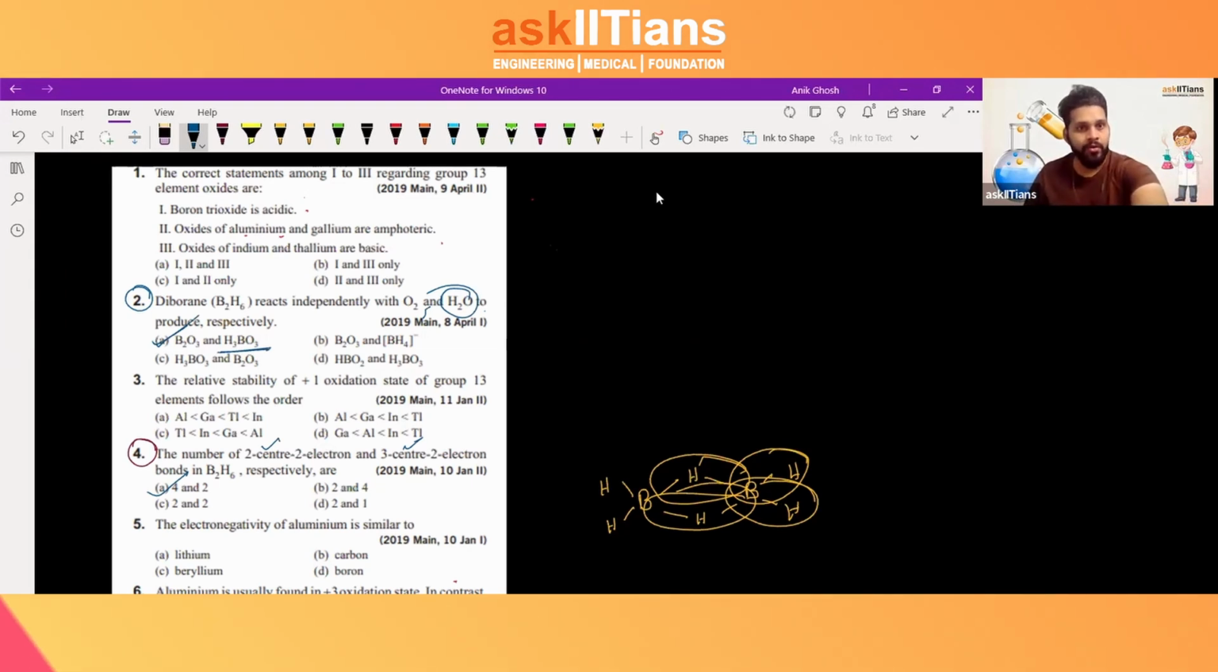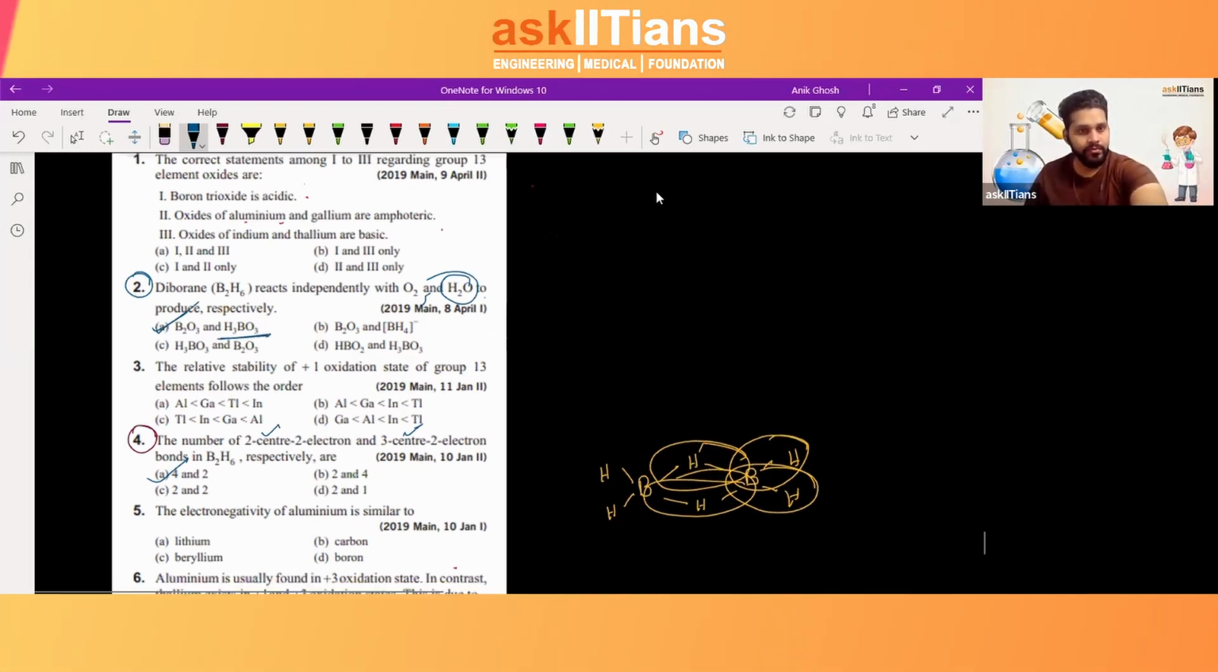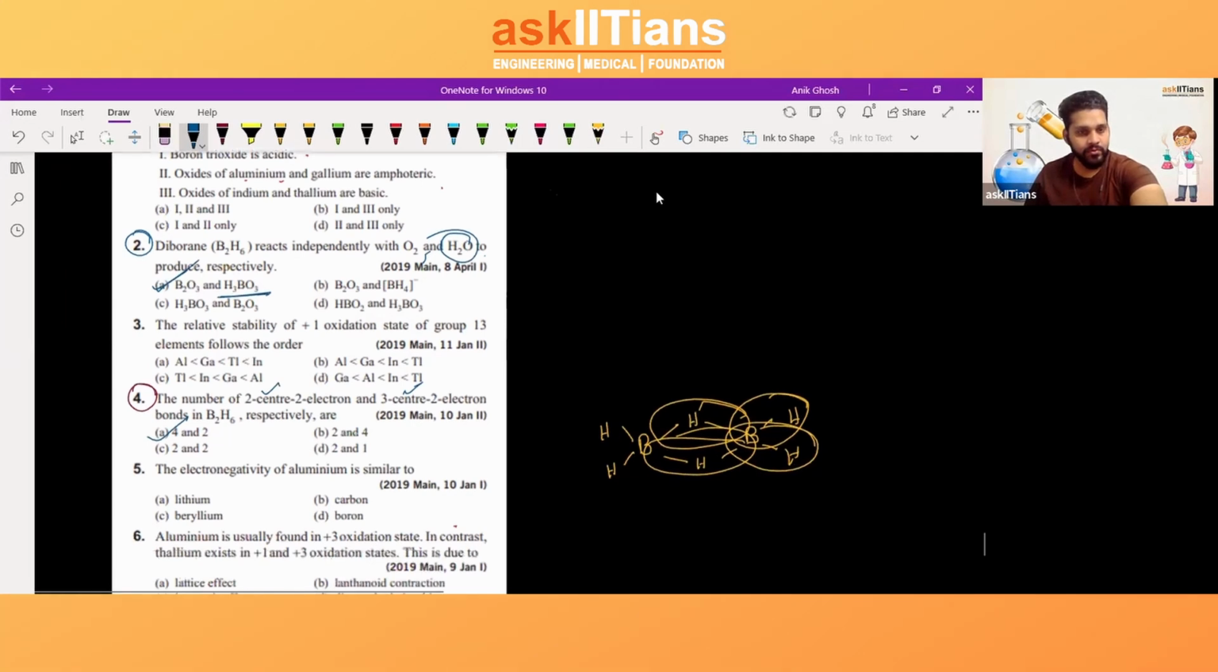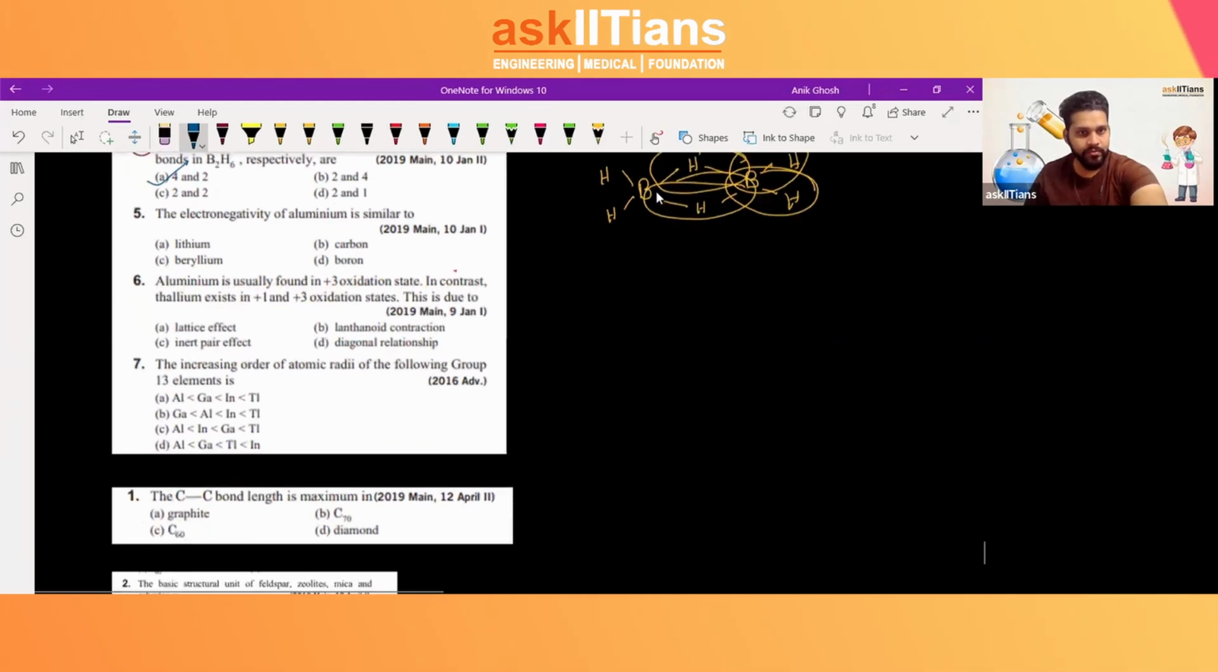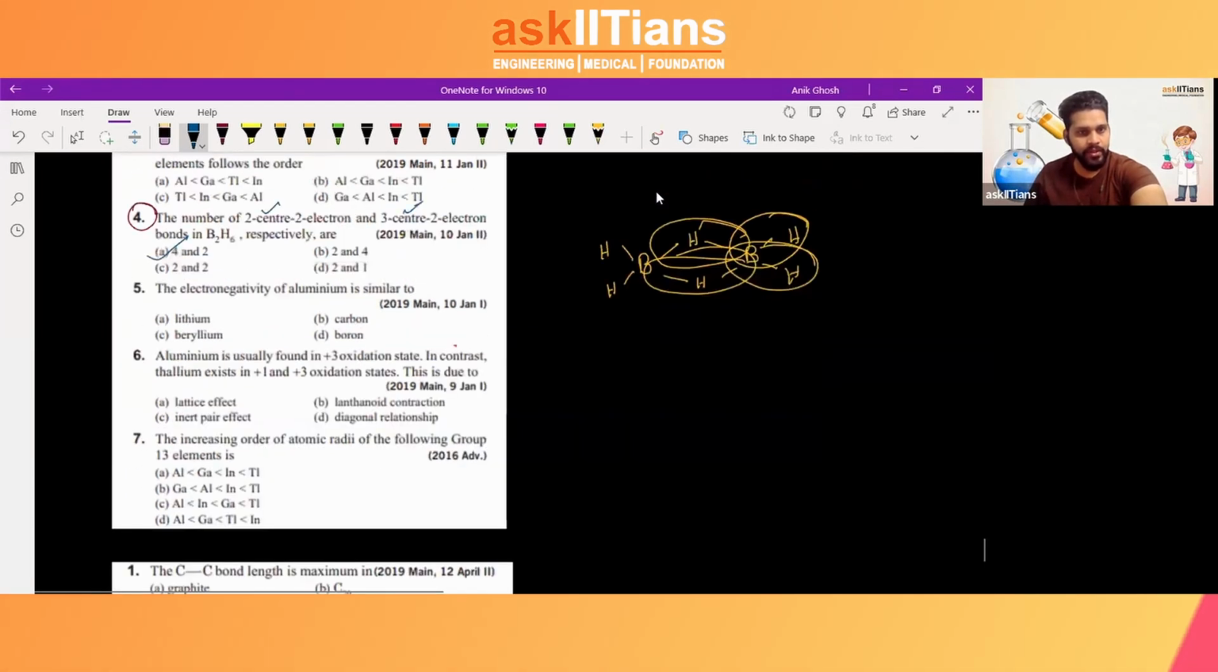Okay. Now, let's solve another question here. Aluminium is usually found in +3 oxidation state, in contrast to thallium, which is +1 and +3 oxidation state. This is due to, guys, I believe you know that thallium shows the inert pair effect. Because of that, it shows 2 less valency than the group valency. So that is it. If you want to learn all these things, all you have to do is just watch the previous video. There I've taught about all these things.